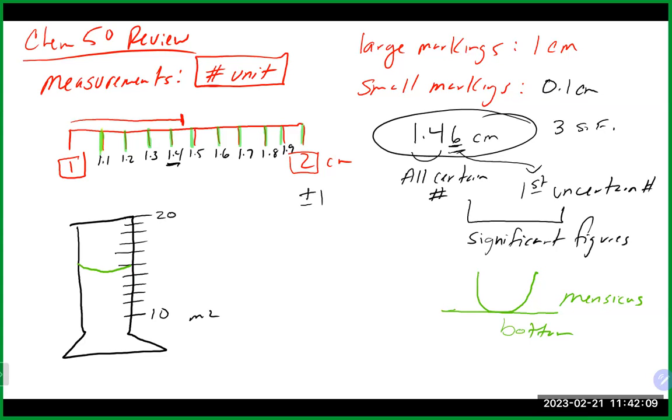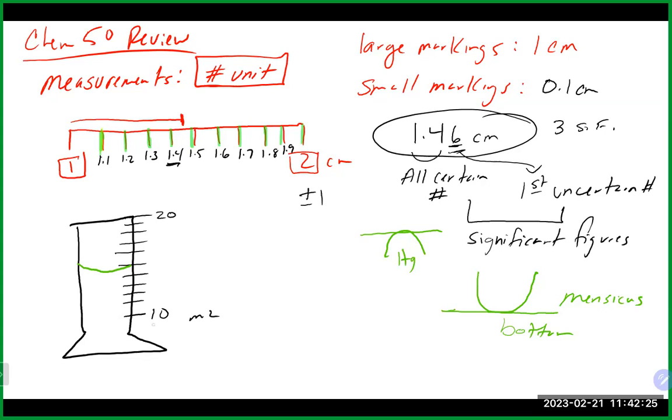In that case, you would actually read from the top of the meniscus because it's heading in the opposite direction. So with something like mercury, you would read from the top of the meniscus because the opposite effect is happening.